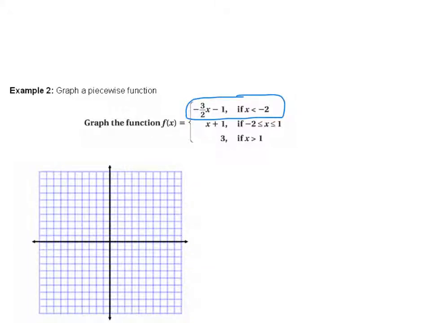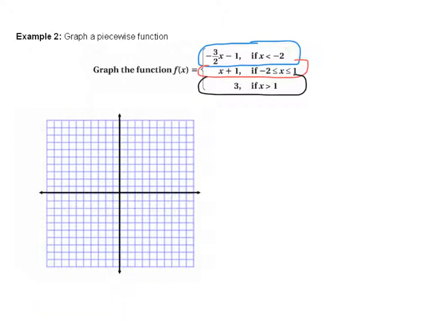I'm going to do this first piece here in blue. I'm going to do the second piece of the piecewise function in red. The first one's in blue, the second one's in red. And then that third piece, I'm going to graph in black. So there's 3 pieces to my piecewise function, so there'll be 3 pieces to my graph.